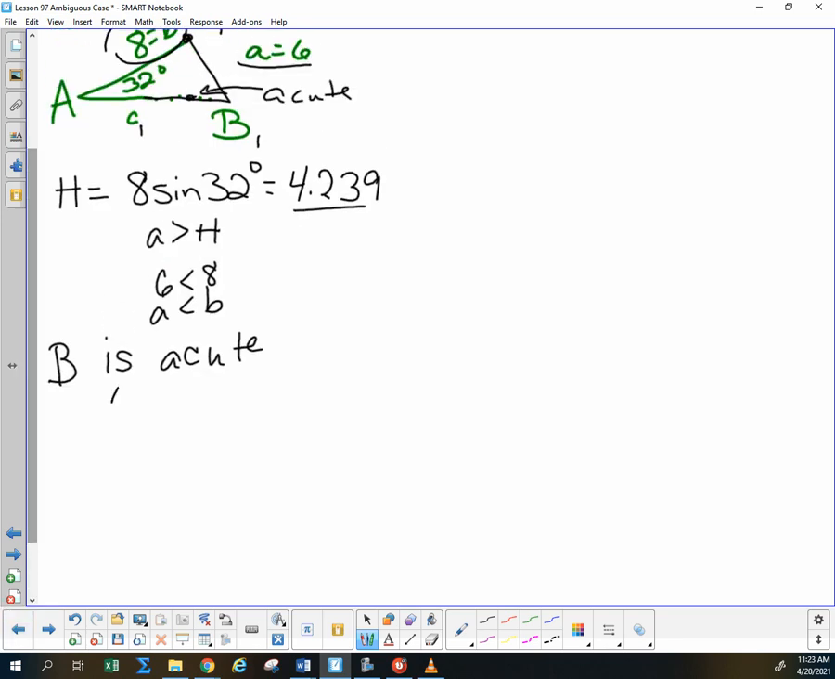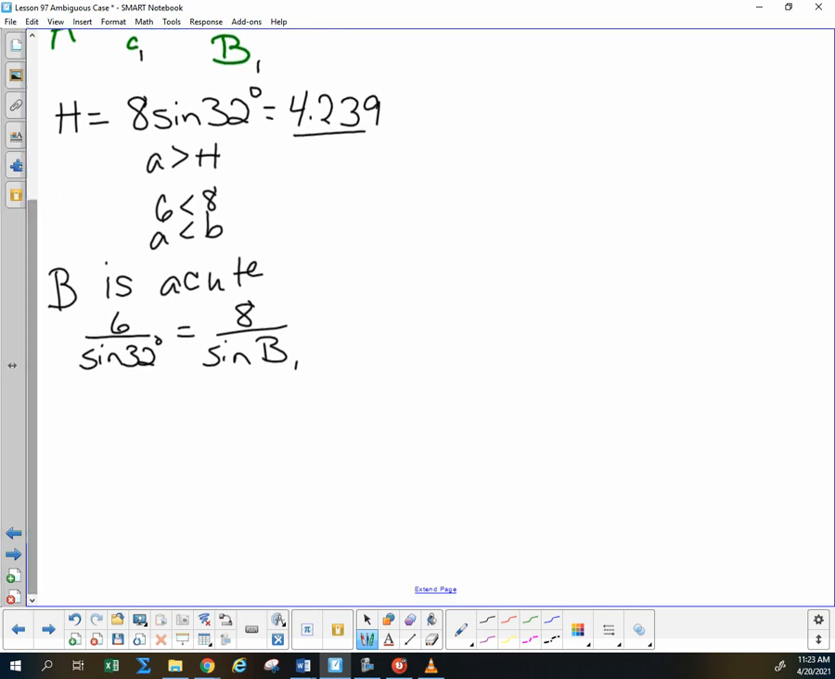So we're going to take 6 over the sine of 32 degrees is 8 over the sine of that acute angle B, which I'm calling B1. So let's do our cross product, and we have 8 times the sine of 32 degrees is 6 times the sine of B, so divide both of those by 6, and that's the sine of B1. So that means B1 is the inverse sine of 8 sine 32 degrees over 6. That's what I want to see in your work. Go all the way to there before you punch it on your calculator.